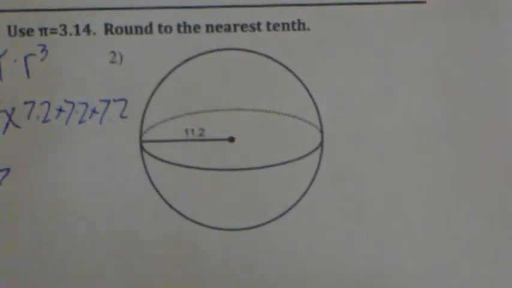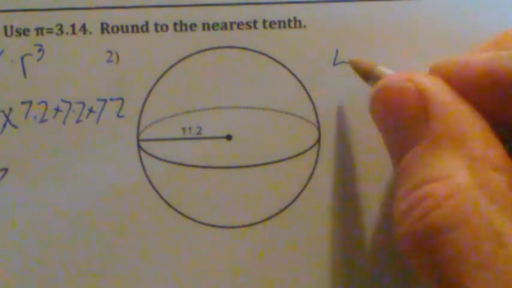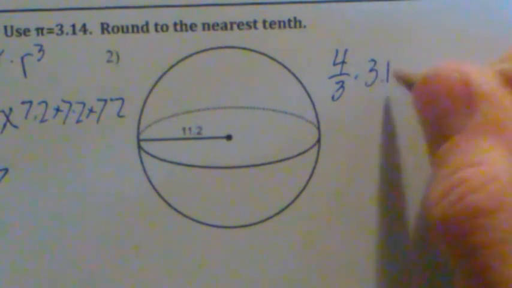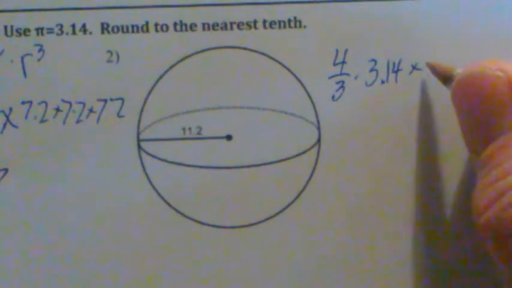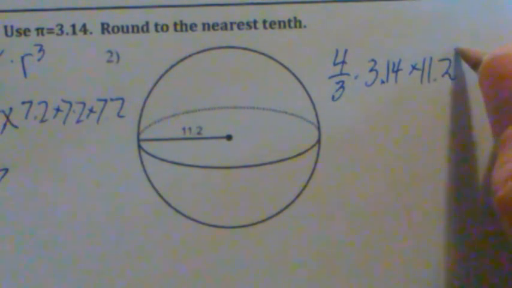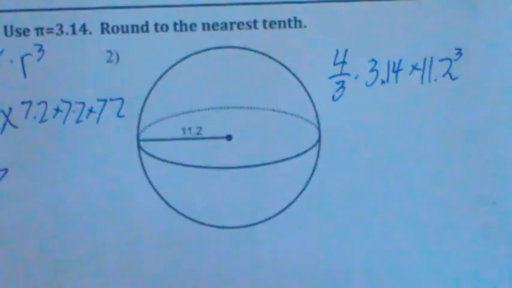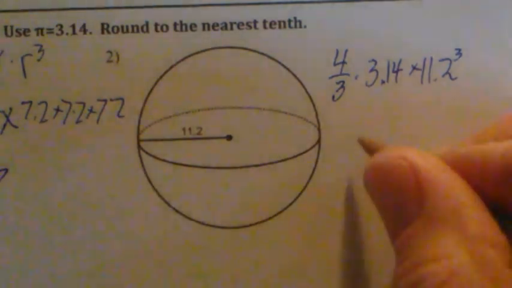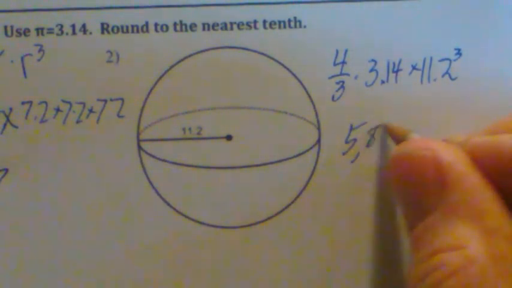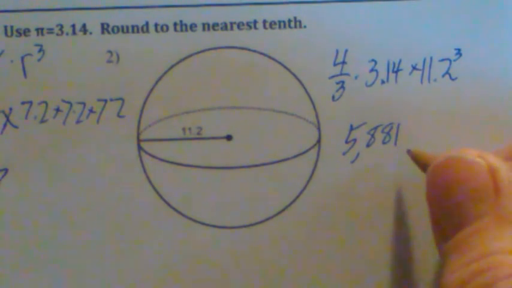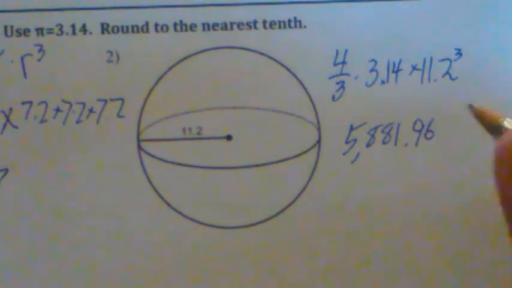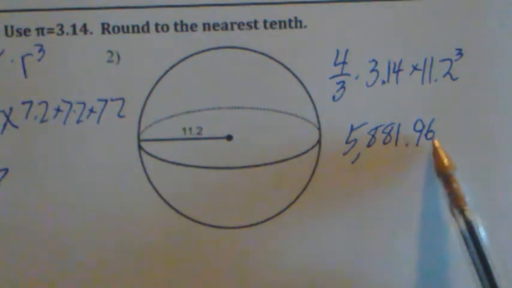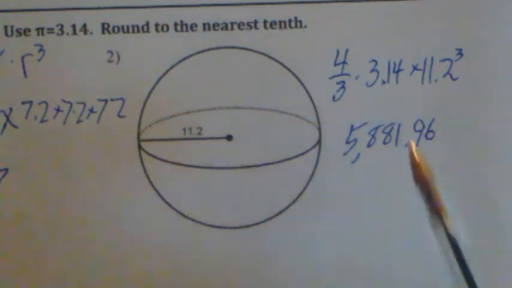Number 2. So we have 11.2. So what are we going to do? Our formula is 4/3. 4 divided by 3 times pi, 3.14, times 11.2 to the third power, or 11.2 times 11.2 times 11.2. You work that one out, and I got 5,881.96. If I rounded it up to the nearest tenth, it would be 5,882.0, because this would have to go up, and the 9 goes up to 10.